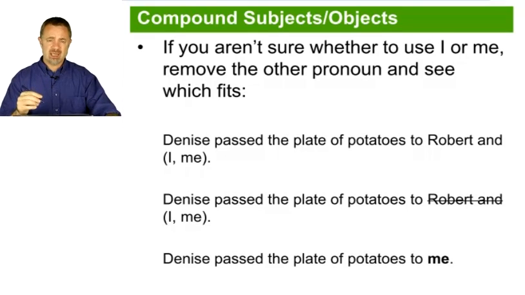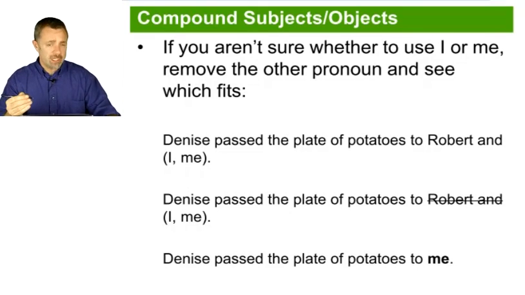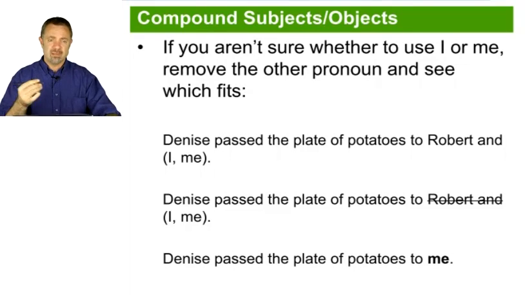So this is an example of actually being able to use your ear to know that me is the object. You don't even have to know that. You can just remove Robert and use your ear. You wouldn't say plate of potatoes to I, you would say plate of potatoes to me.